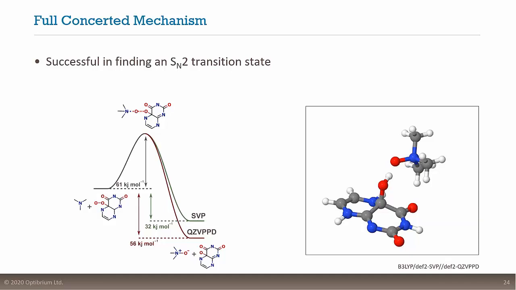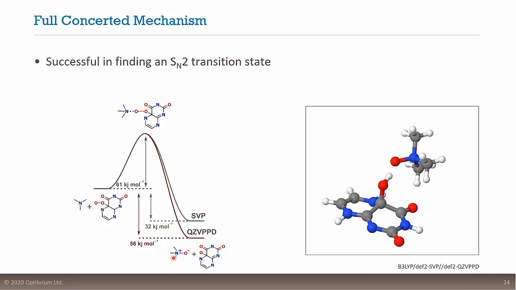This here is our reactants, and the transition state for this reaction is 61 kilojoules per mole. We also calculated the product energies, and interestingly enough, with a smaller basis set, the difference between the products and the reactants was 32 kilojoules per mole, and with a fancier basis set, we got 56 kilojoules per mole.